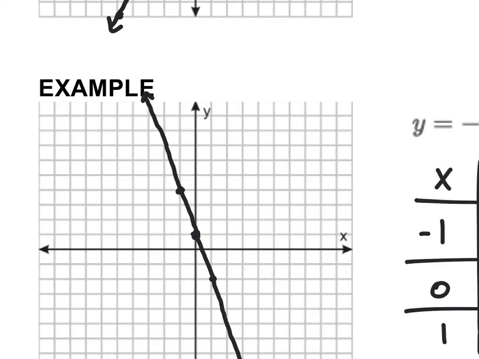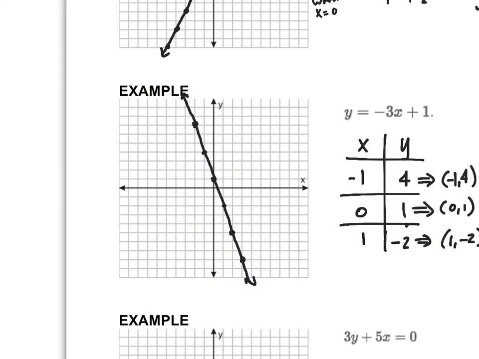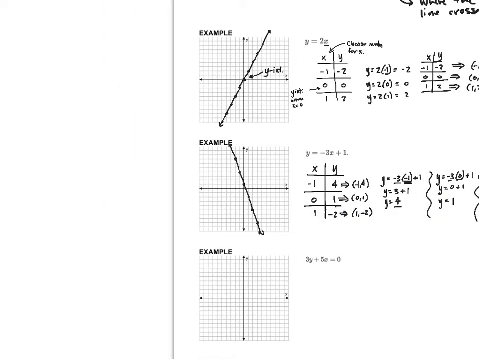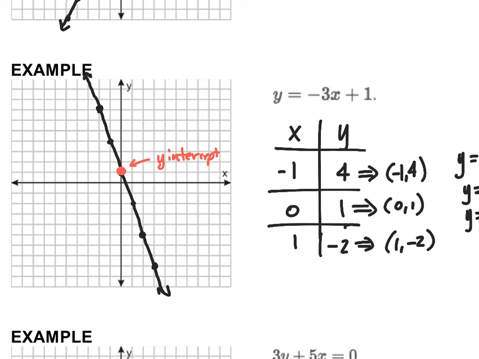And just like that. What I want you to see is that you have all these other points on the graph. So it's not something where we just graph these lines. Now what I also want you to understand is that this point right here, where it crosses the y-axis, is my y-intercept. And remember that point is when x is equal to 0.